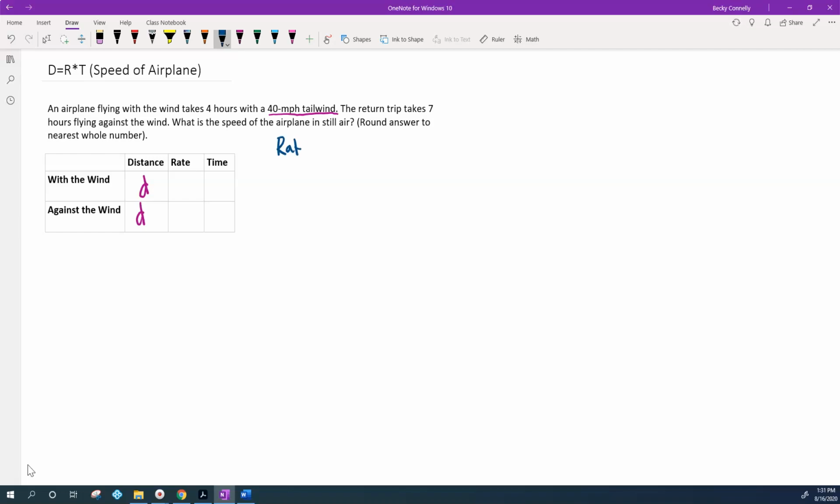Now the rate is something you've got to think about a little bit more. Remember, with the rate, it is made up of two different things. When we're talking about airplanes, we're talking about the speed of the plane in still air, plus or minus the speed of the wind. So those two things together are making the rate. And so that's what we need to think of here when we're filling in rate.